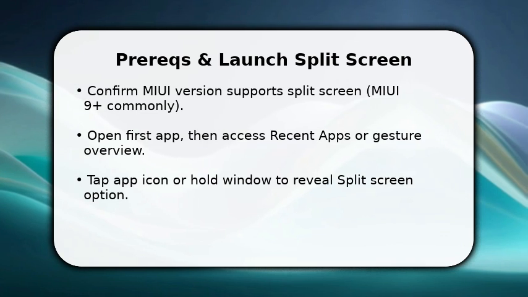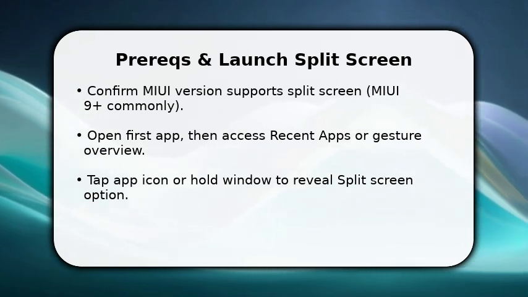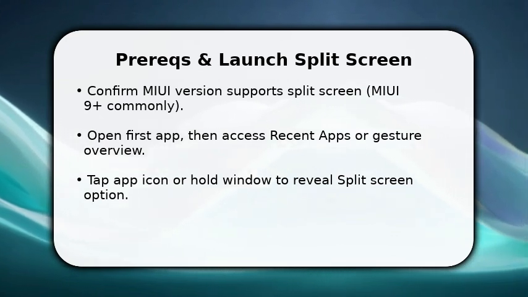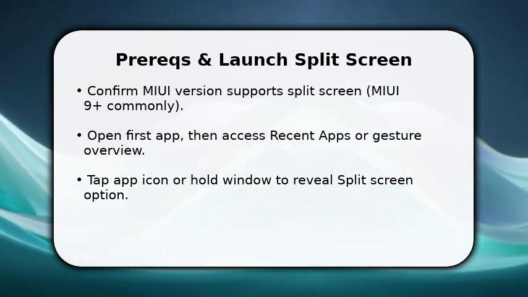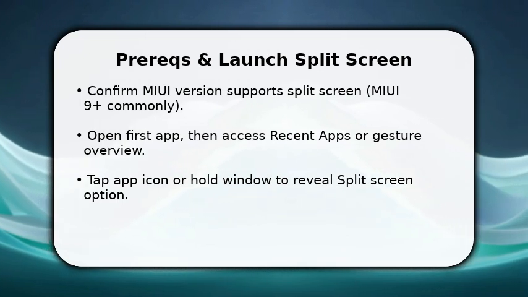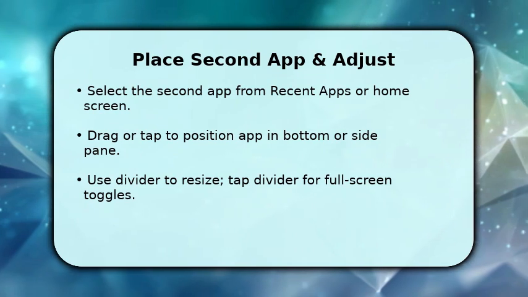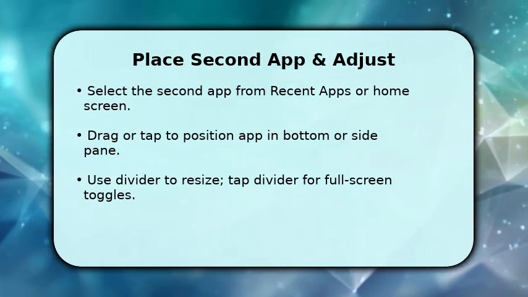Press and hold that app's title bar or icon until the split screen option appears. Once the option is visible, drag the app to the top half or choose split screen. This begins the pairing process for the second app. Once the first app occupies one half, choose the second app from Recent, App Drawer, or Home.